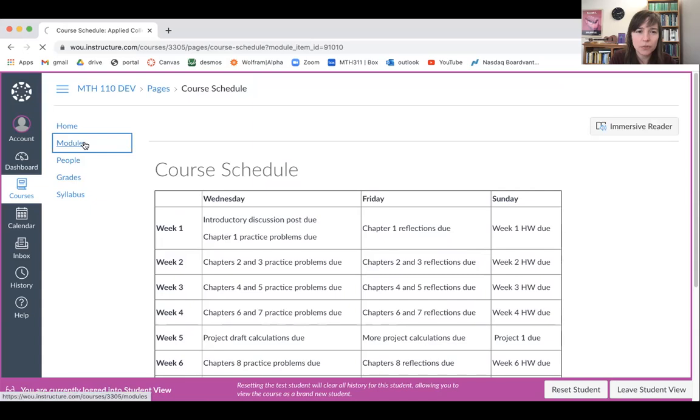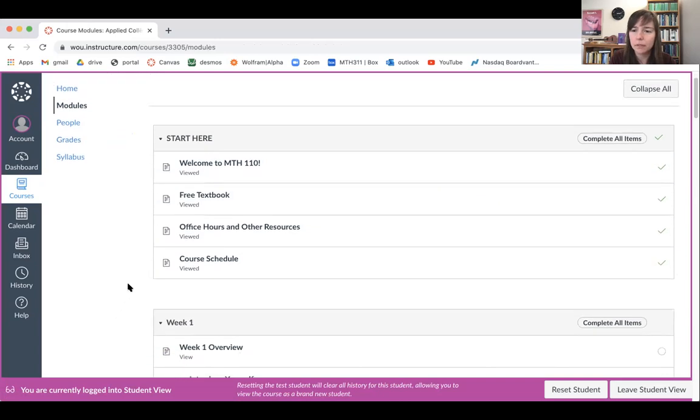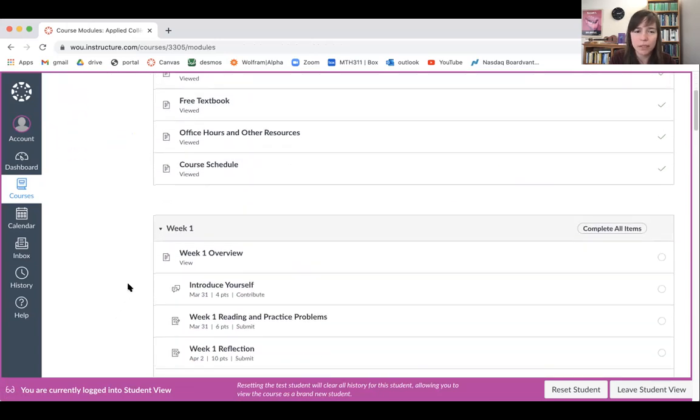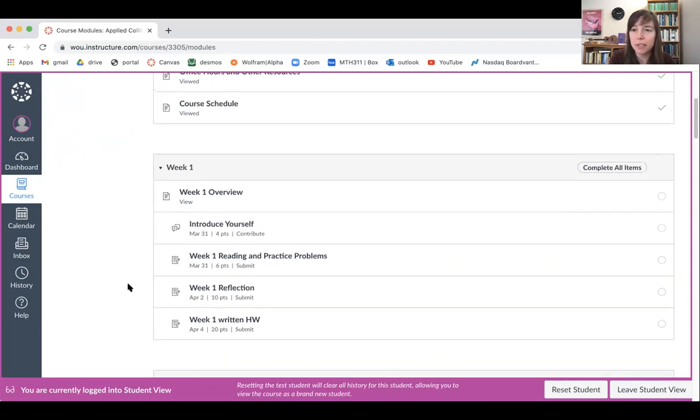Let's go back to the modules. So I just walked us through the Start Here module, and as you can see, it checked off that I actually visited all of these. Canvas has this nice feature where it'll tell you whether you've completed what you need to complete. So to complete this week 1 module, you should view the week 1 overview, contribute to this introduction discussion board, submit your practice problems, submit your reflection, and submit your homework. Once you've done all that, it'll say week 1 is complete.